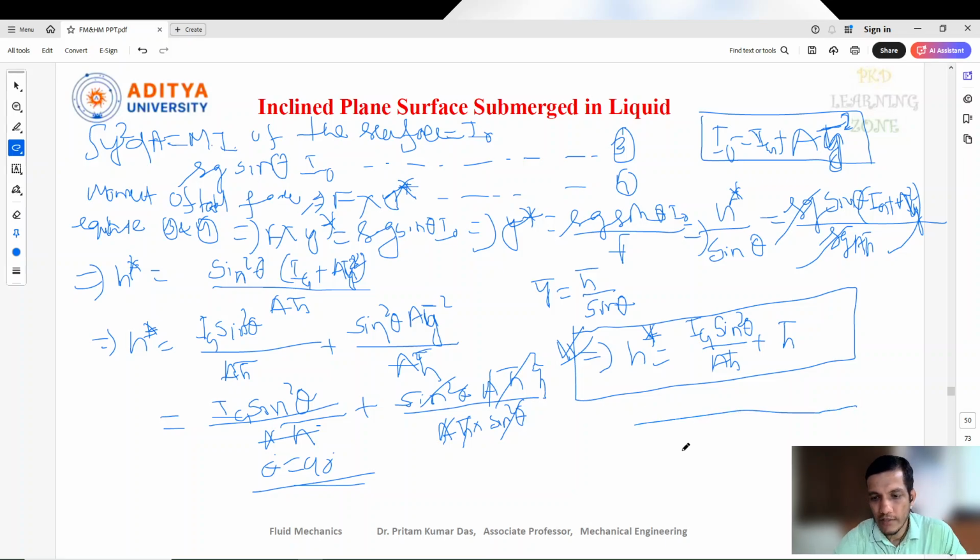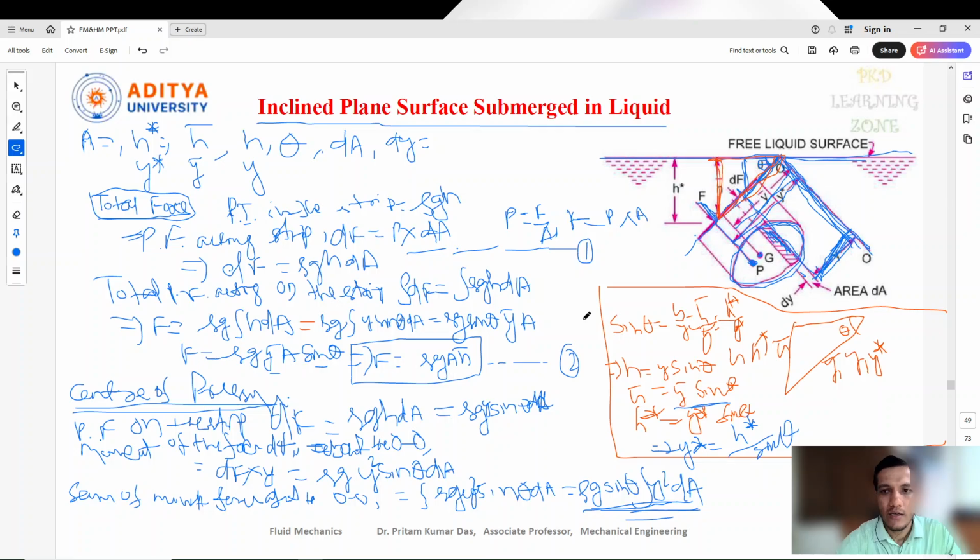You see, this is the free surface. Now this is the plane we have taken, and this is the strip we are considering. This is the center of gravity, and this is the center of pressure. So now this angle is 90 degrees. This is the concept of an inclined plane surface when you submerge it in a static liquid.